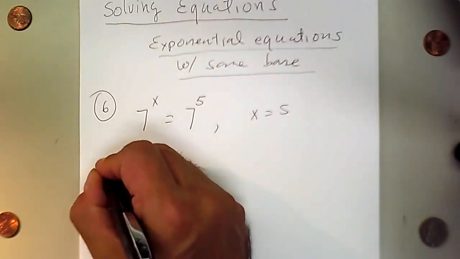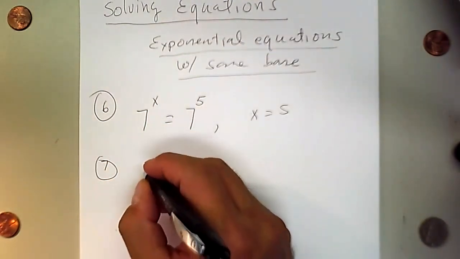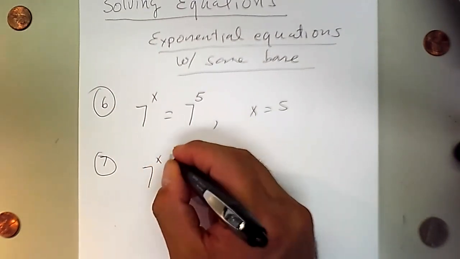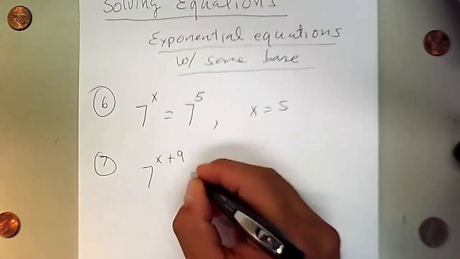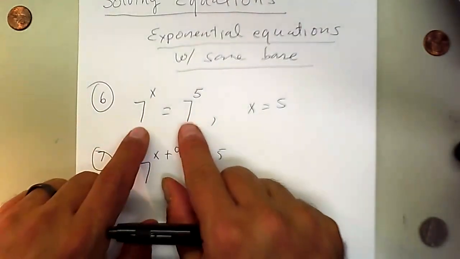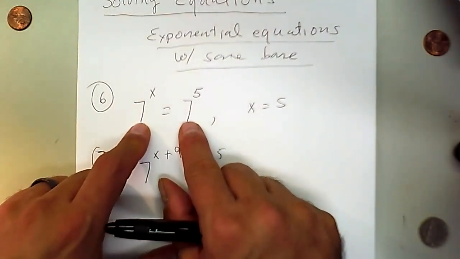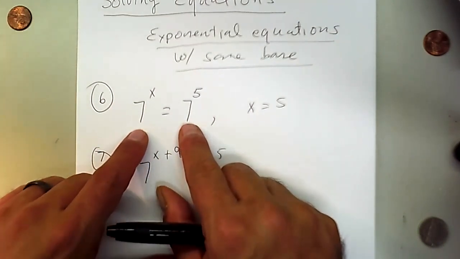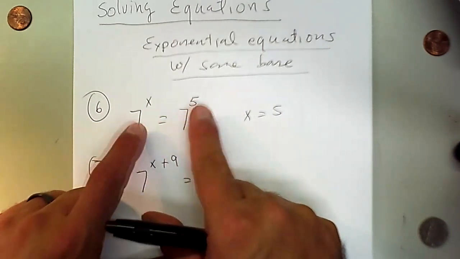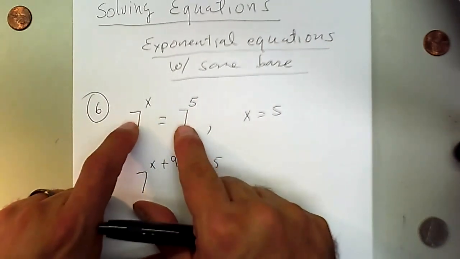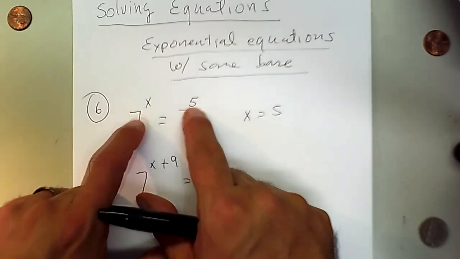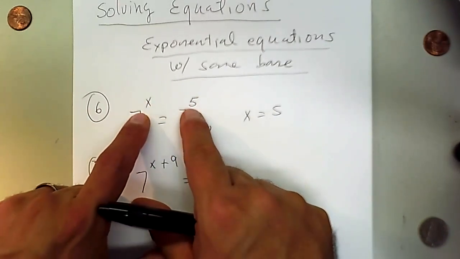7. What if we have 7 to the x plus 9 equals 7 to the 5? Well, that's almost as easy. First of all, this was super easy, almost too easy. Exponential functions are one-to-one, and consequently the outputs and the inputs are faithful to each other. Whatever the input is has to be the same. It cannot be a different input for the same output. So x has to be 5.